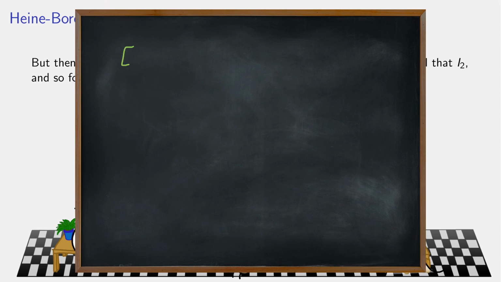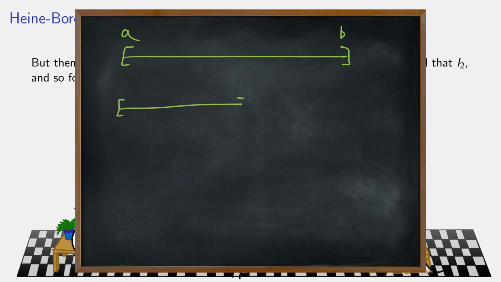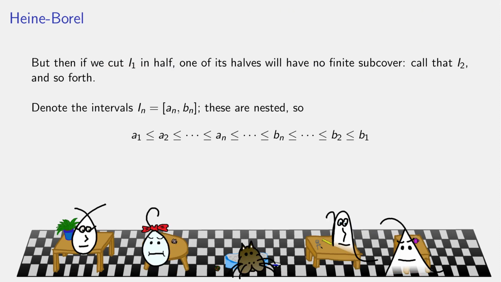So from the original interval from A to B, this was our interval that had an open cover with no finite subcover. Maybe this half has no finite subcover, and then this half has no finite subcover, and then this half, and then this half, etc., etc. I can keep going. What's going to happen as I keep doing this process over and over? What we end up with are nested intervals, whichever half cannot be covered with finitely many elements of our original cover, which are nested. The left endpoints are only increasing and the right endpoints are only decreasing.